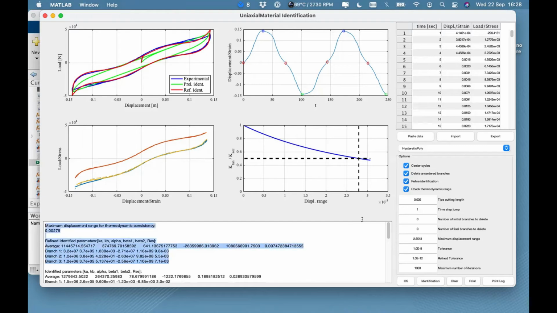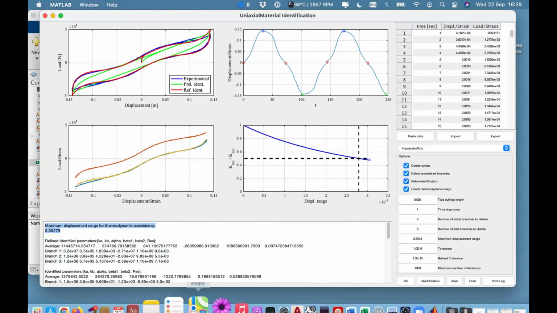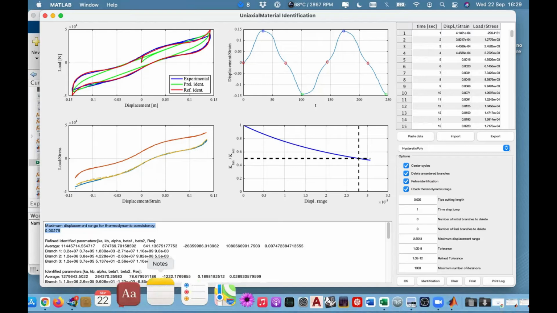There are some exporting functions for OpenSees, but I think that they're trivial. And one important thing, introduced in the second part of the presentation, is this one, because here it is represented a displacement range for the thermodynamic consistency of the material. This range is reported here. So let's go to the second part of the presentation, and let's deal with some thermodynamics.